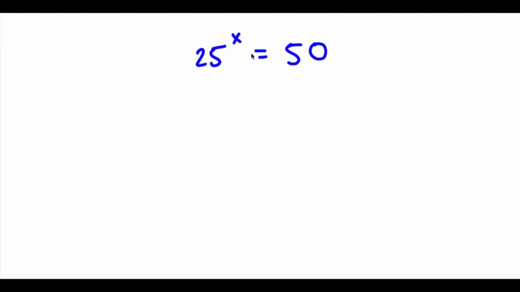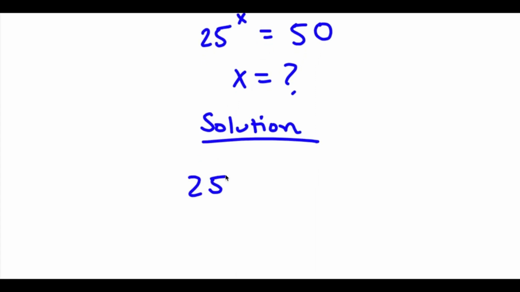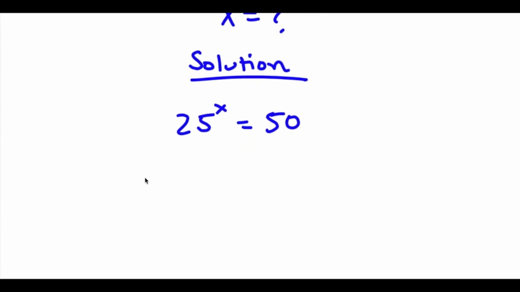Alright, so I have 25 to the power of x is equal to 50. And I want to find the value of x. So for my solution here, first start with 25 to the power of x is equal to 50. Now I'm going to be taking the log on both sides. So now I have log 25 to the power of x is equal to log 50.